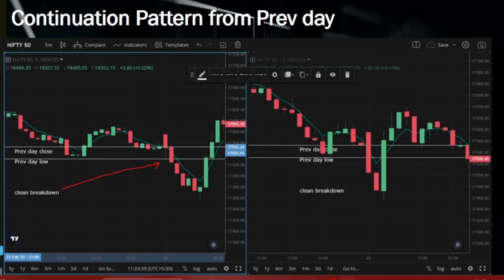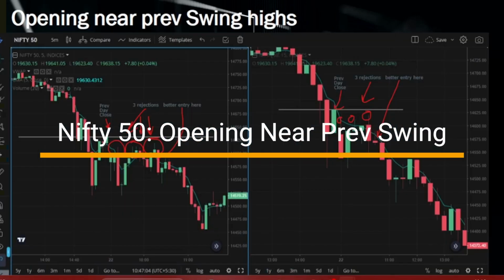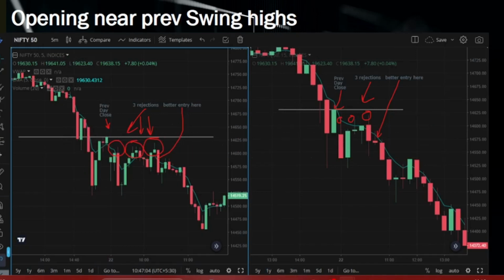Now, before we discuss all continuation patterns, we'll go ahead to the next bearish pattern. The next bearish pattern will be when the market opens near the previous day's swing. So in the previous day, any swing which was created, a swing high or swing low, if the market opens near to that, and if the market goes and hits that particular swing area, then what is the price action that we are going to look for?